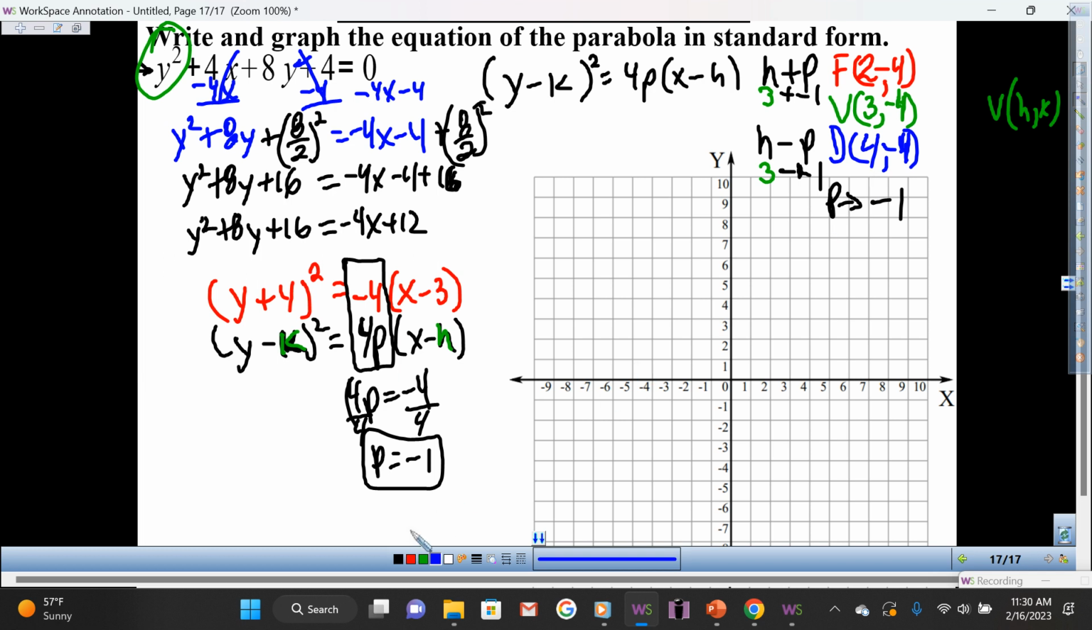So let's plot this. 2, -4 for the focus. Vertex, 3, -4. And directrix is at 4, -4. So directrix, there's my line. And then we graph our parabola opening towards the focus. And there you go. Let's go. We got this.